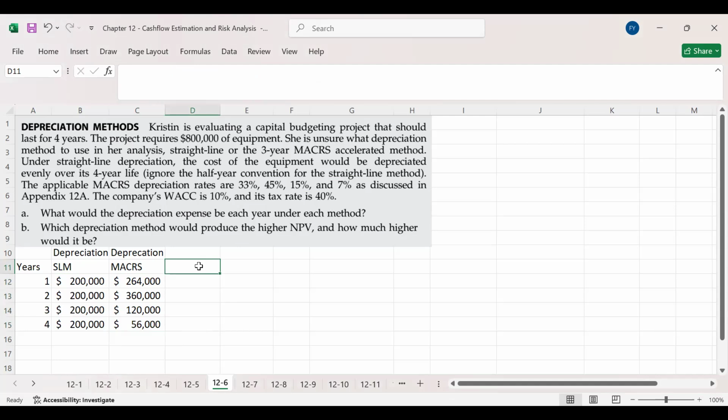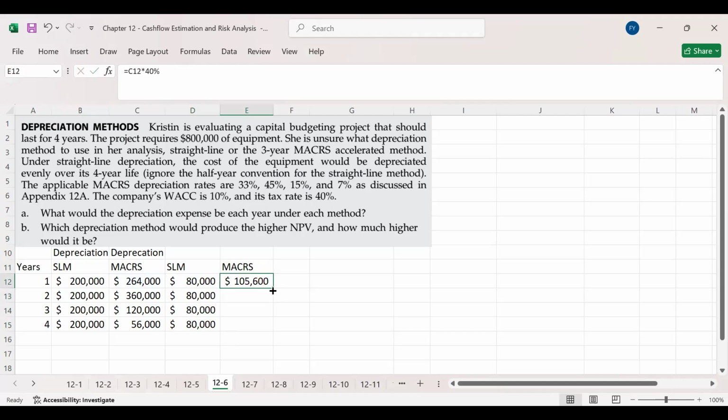What we do next is multiply the depreciation expense by the tax rate, which is 40%, in order to determine the benefit provided by the depreciation expense, the tax benefit actually provided by the depreciation expense. So for the straight line method, we multiply this 200,000 by the tax rate of 40%. So here we have this 80,000 each year. And in case of MACRS, we have the depreciation multiplied by the tax rate, which is 40%.